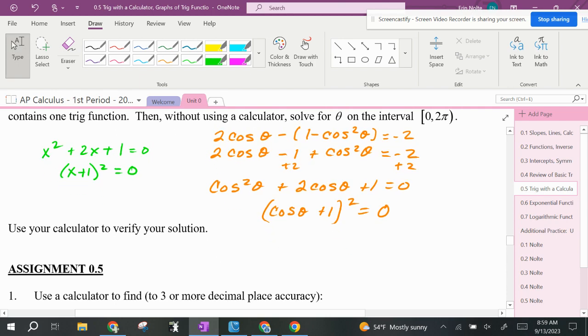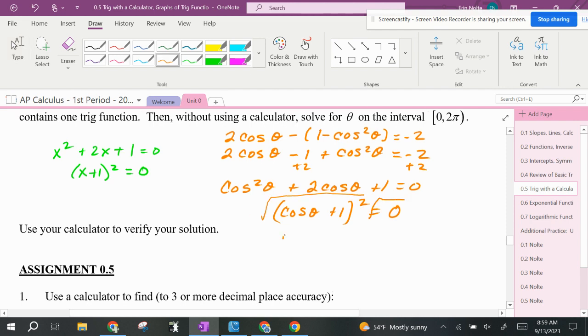Okay, so what would you do from there? So I got to get rid of the square. How do I get rid of the square? Square root. Okay, the square root of 0 is 0. I like that. Then I'm going to subtract 1.